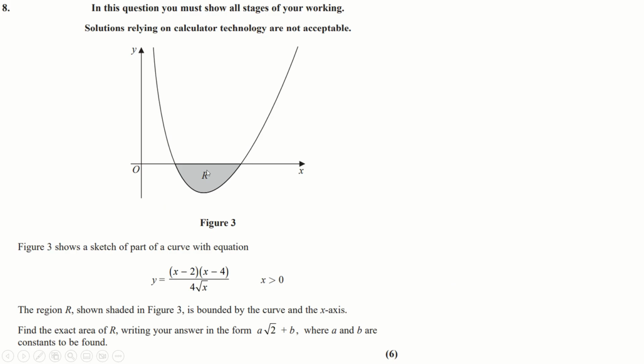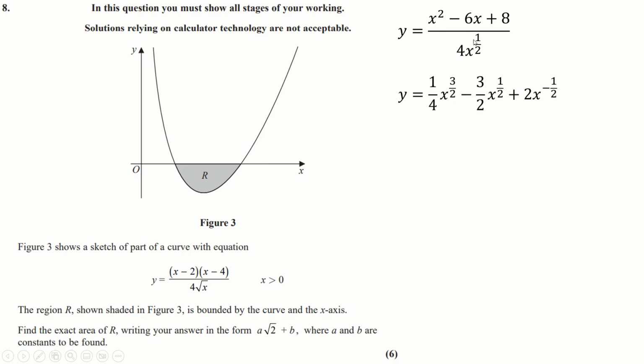Anyway, this one here, we're finding the area R, so let's make this integrable. So let's expand out the top bit, which makes that. Then let's divide each term individually by this. 1 divided by 4 is a quarter. x squared divided by x to the half, you take away the powers, you get 1.5 or 3 over 2. Same here, 6 over 4 is 3 halves. 1 take away the half is a half, and then this is x to the 0, I guess. So we just make x to the minus half.